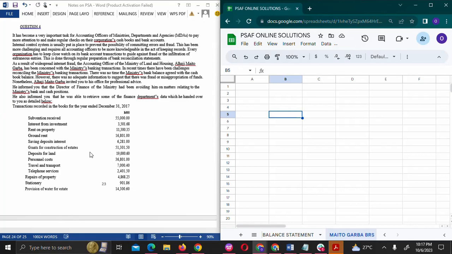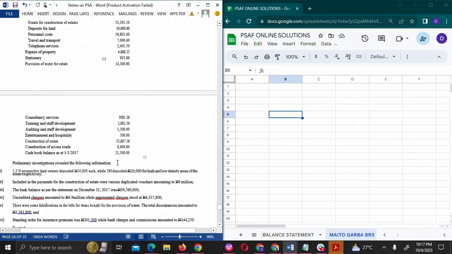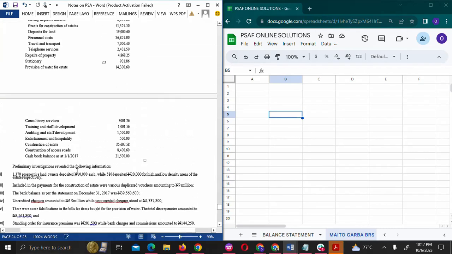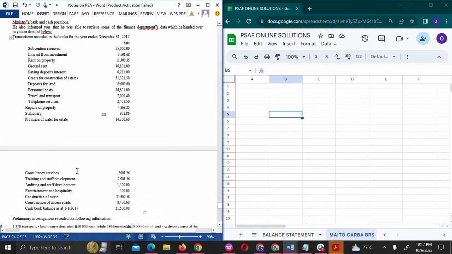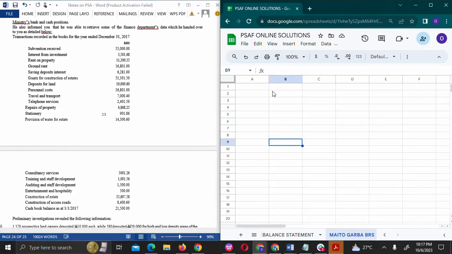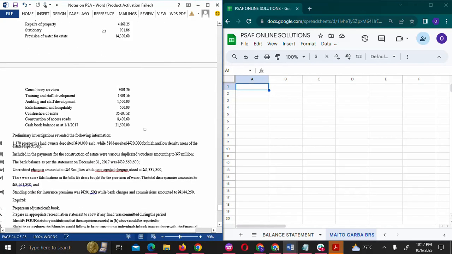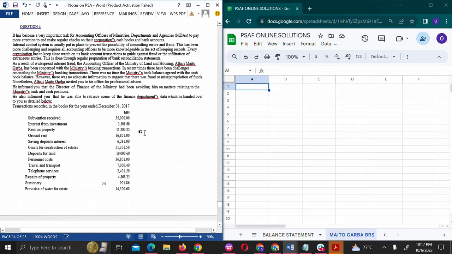So this examiner is saying that you are in a position to prepare the adjusted cash book. An adjusted cash book comes into the picture if there are omitted amounts or omitted items in the cash book originally prepared. And you know your cash book is basically a receipts and payments account. Yes? Good. So let's quickly deal with that.